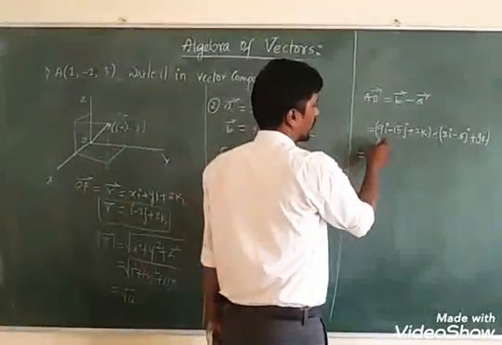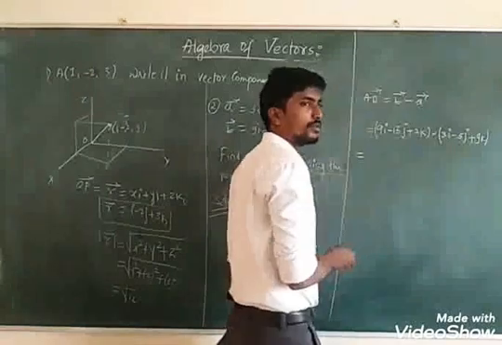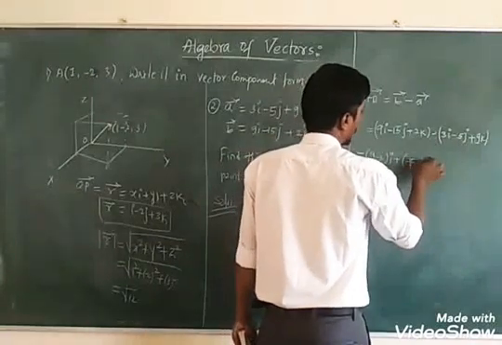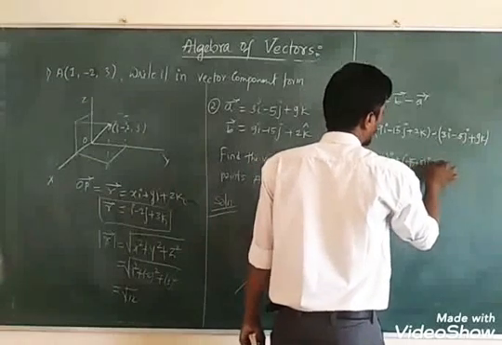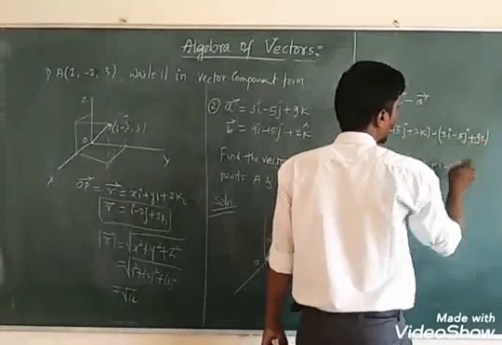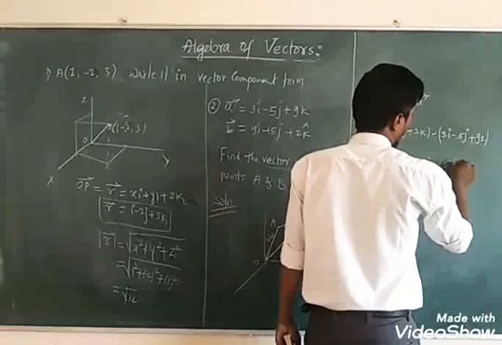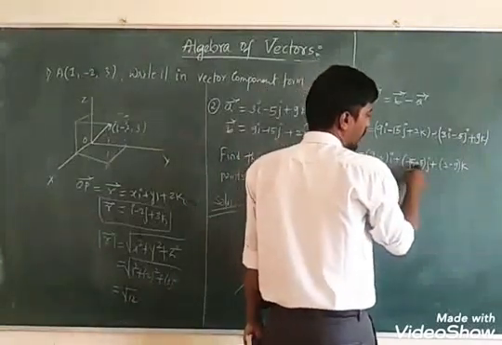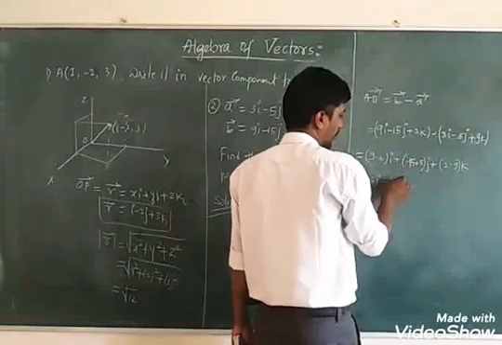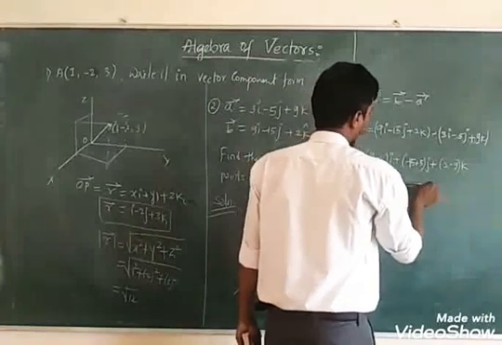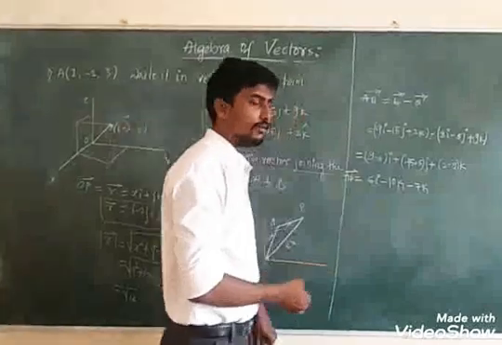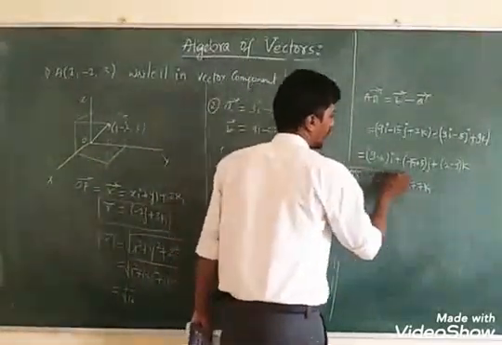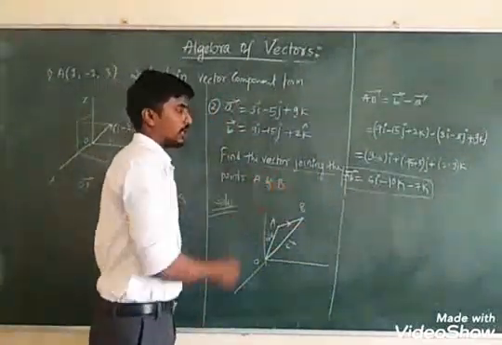Now subtract the similar vector components. We have (9 minus 3) i plus (minus 15 minus minus 5, which is plus 5) j plus (2 minus 9) k. So 9 minus 3 is 6i, then minus 15 plus 5 is minus 10j, and minus 7k. This is the vector AB, which is the vector joining the two points A and B.